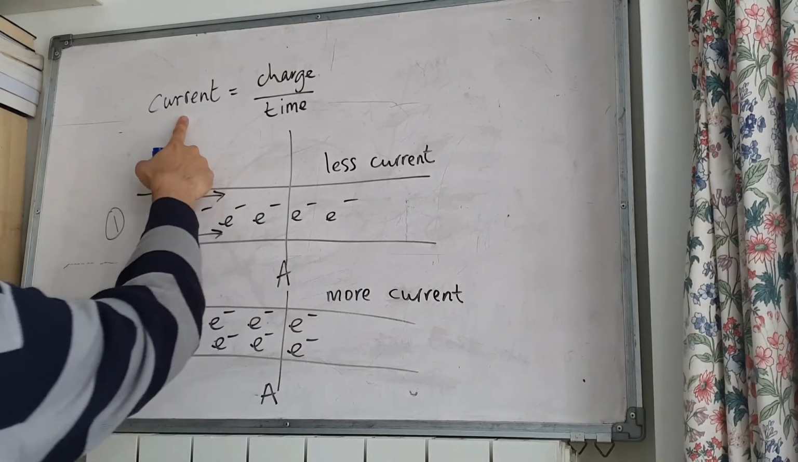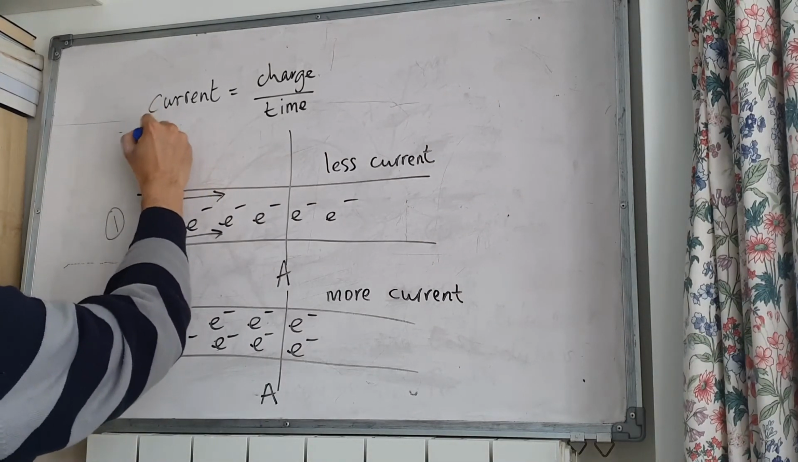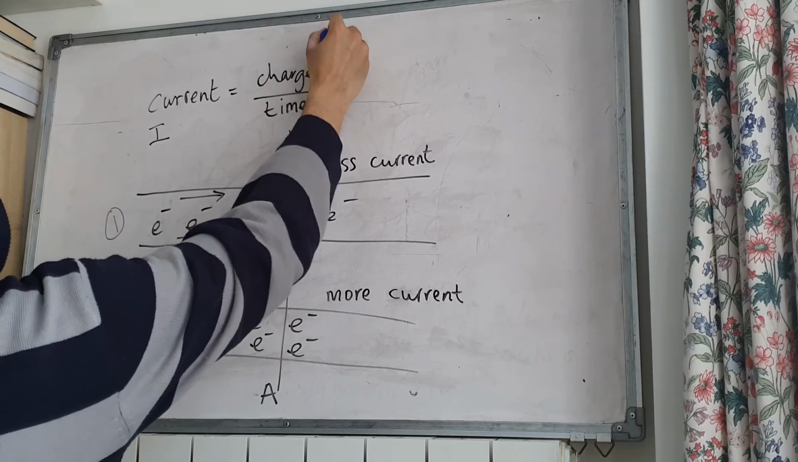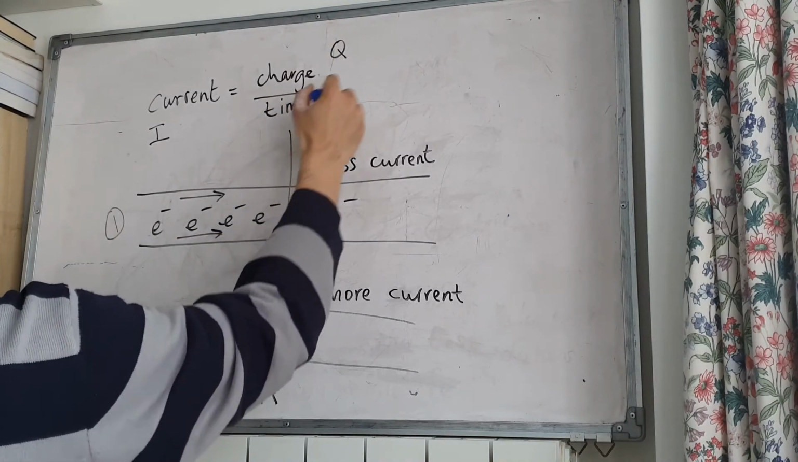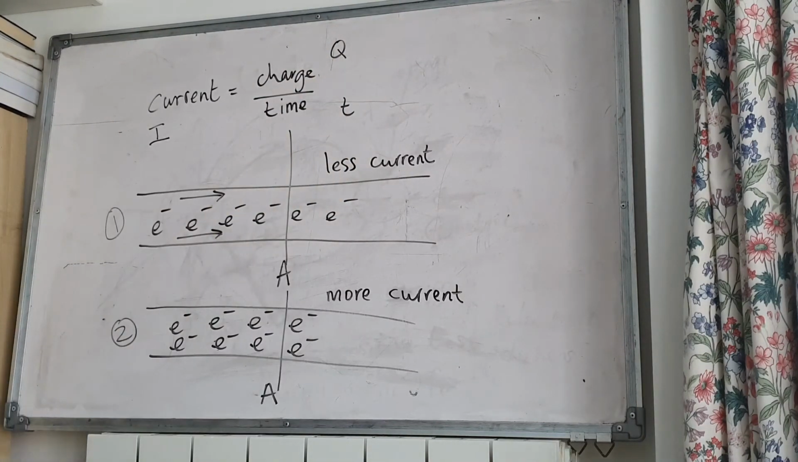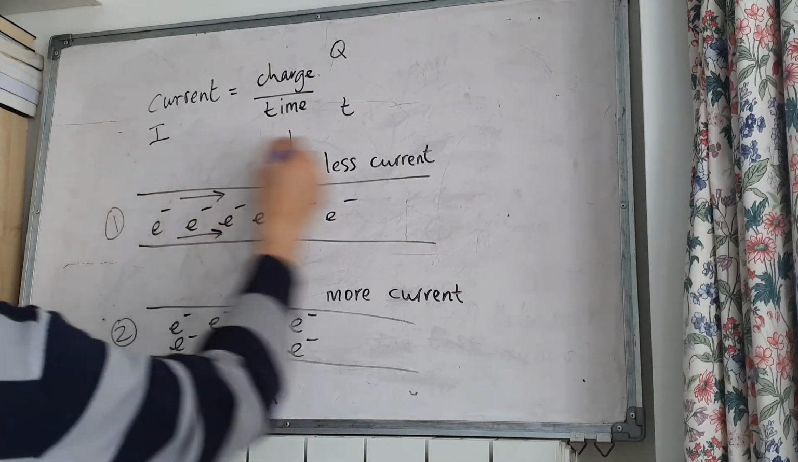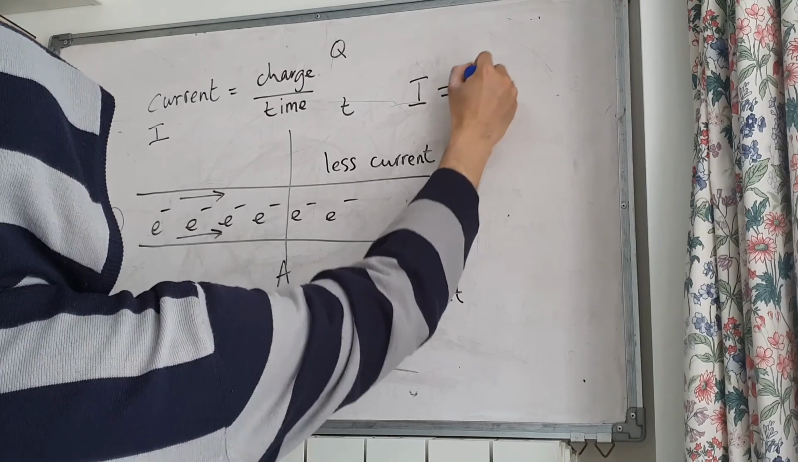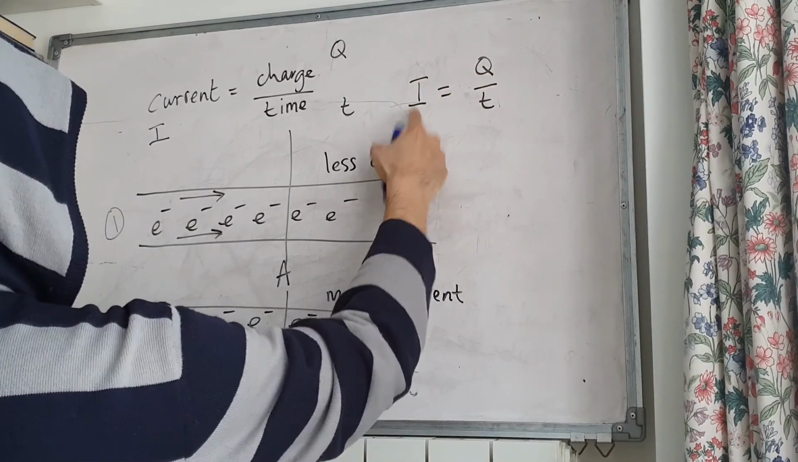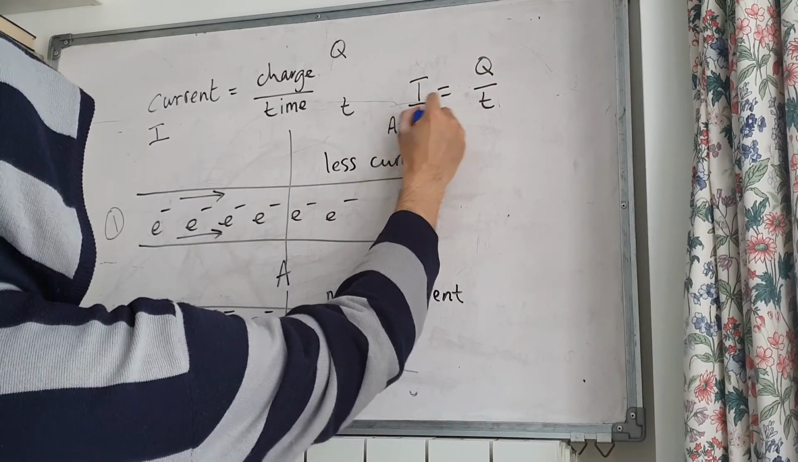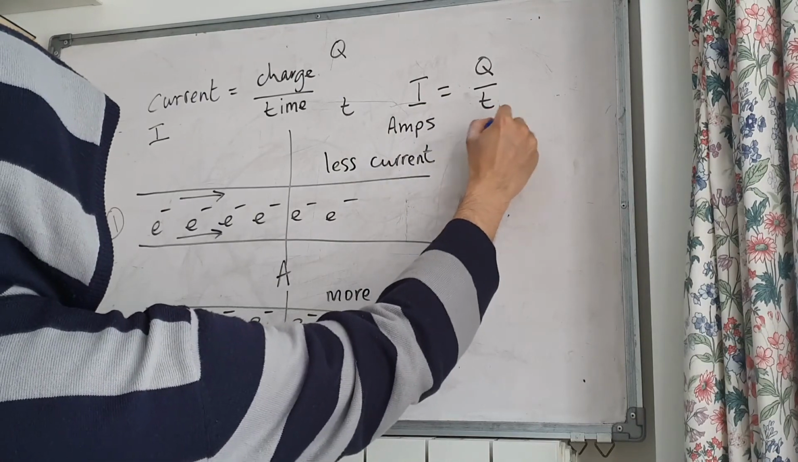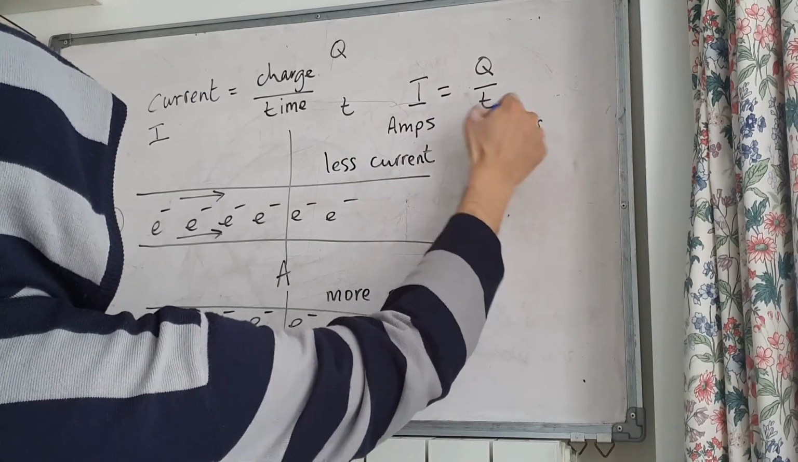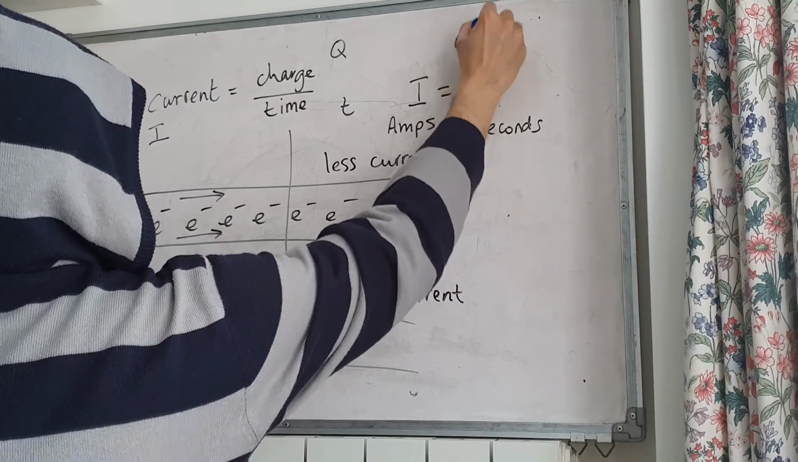Now the symbol for current is I. The symbol for charge is Q. The symbol for time is T. So I is equal to Q divided by T. That is measured in amps. This is measured in seconds. And this is measured in coulombs.